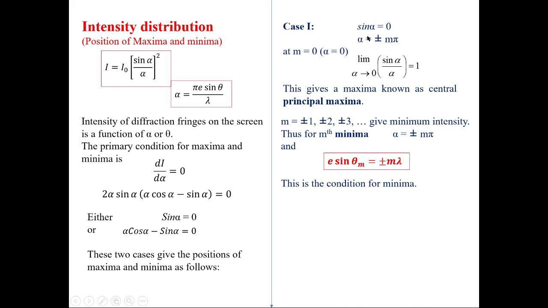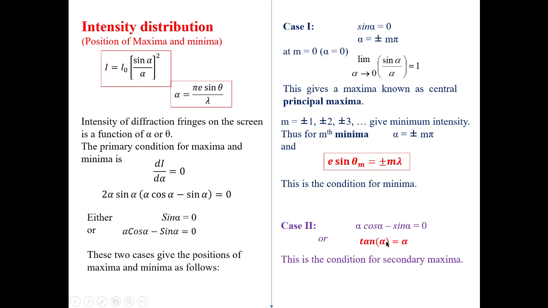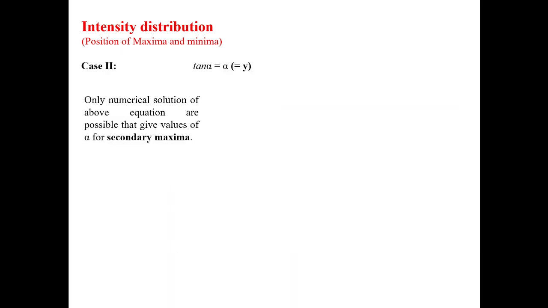So alpha equal to 0 gives the principal maxima, alpha equal to m pi gives minima, and the condition alpha cos alpha minus sine alpha equal to 0 can be reduced to tan alpha equal to alpha. This is the condition of secondary maxima. This condition tan alpha equal to alpha cannot be solved analytically. So to find the solutions, we have only the numerical solution method.